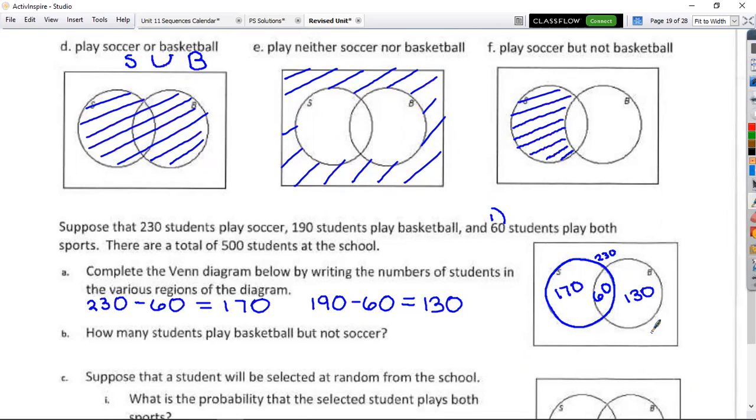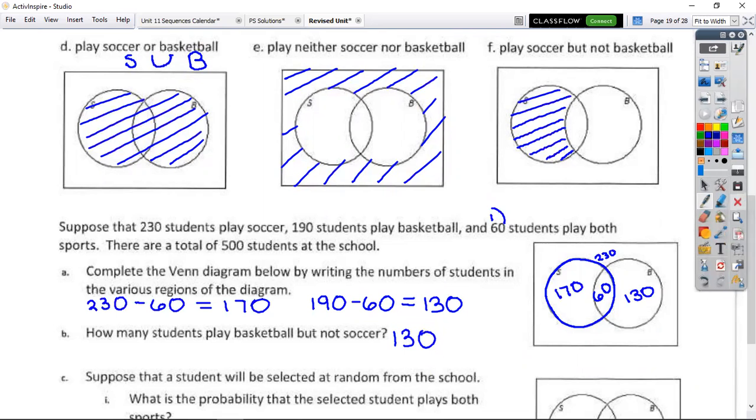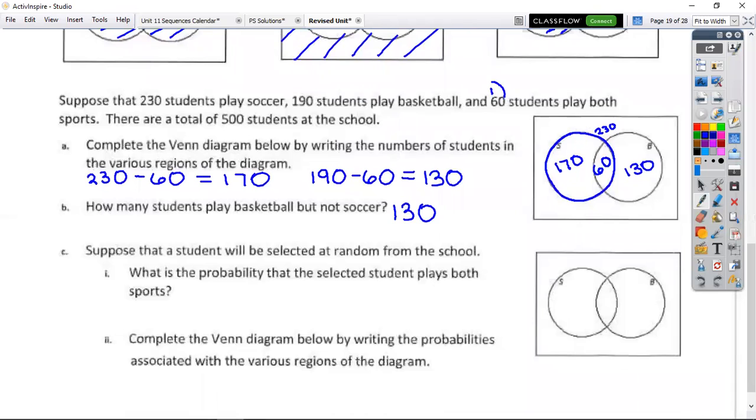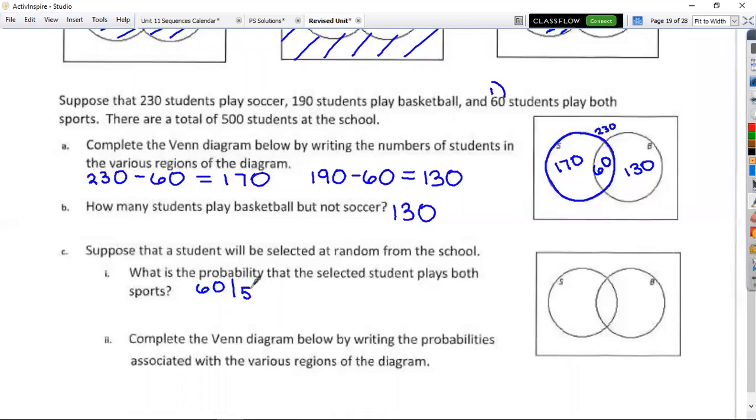Next. How many students play basketball but not soccer? Just 130, right? It doesn't say probability, so it's just a number. Suppose a student is selected at random. What's the probability the student plays both sports? Yep, 60 out of 500, excellent. Let's get a decimal, and actually we need to find one more number now that I think of it, because we didn't complete this one. So 60 out of 500 is 0.12.